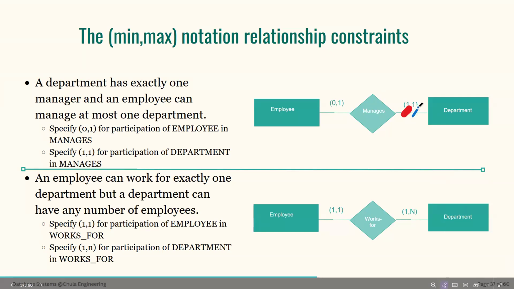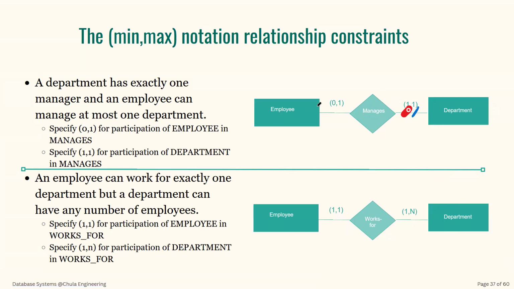So minimum and maximum. And then between this, if I say for an employee (0,1) here, what does it mean? It means that an employee may or may not manage, because the minimum is 0. So the number of departments that this employee is managing can be 0. So it means that he may not be a manager. Or if he is a manager, he can only manage a maximum of 1.